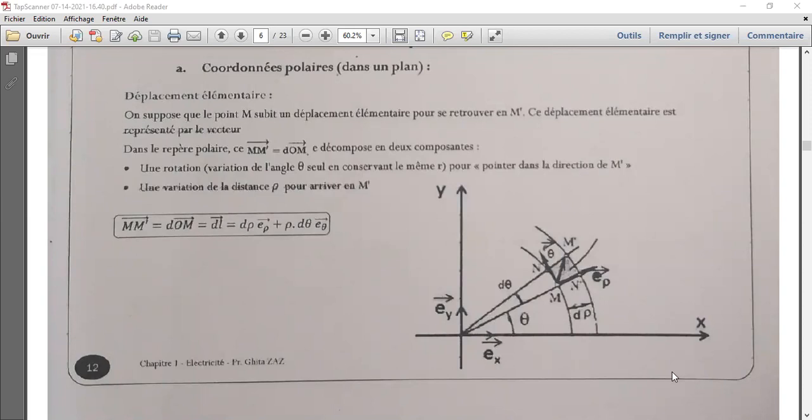So what I was saying is that we're going to look at the déplacement élémentaire under coordonnées polaires. The déplacement élémentaire is really important because it will permit you to calculate the surface area of this point, which is moving. Under coordonnées polaires dans un plan, you can only calculate the surface area. Why? Because there's only x and y axis. There are no 3 points, meaning you cannot calculate a volume.